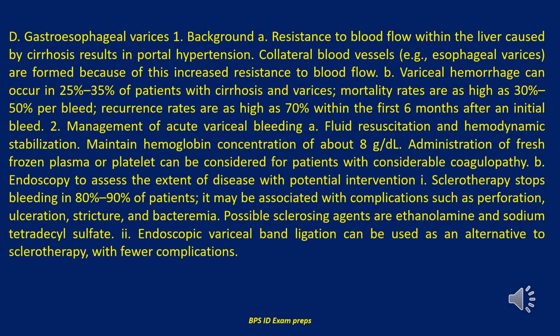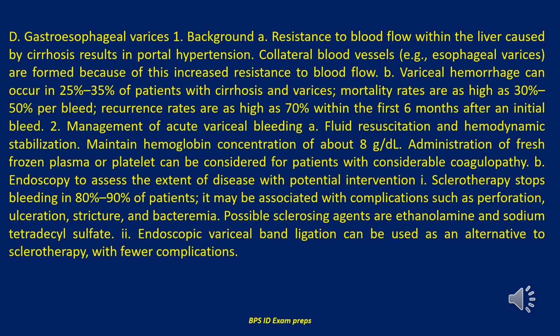Mortality rates are as high as 30% to 50% per bleed. Recurrence rates are as high as 70% within the first 6 months after an initial bleed. 2. Regarding the management of acute variceal bleeding, we do fluid resuscitation and hemodynamic stabilization. We should maintain hemoglobin concentration of about 8 grams per deciliter. Administration of fresh frozen plasma or platelets can be considered for patients with considerable coagulopathy.